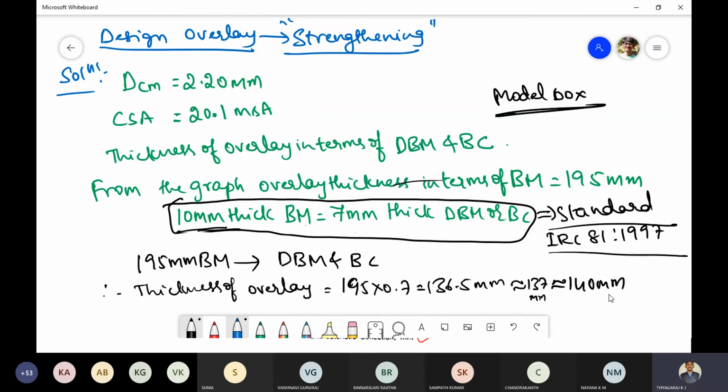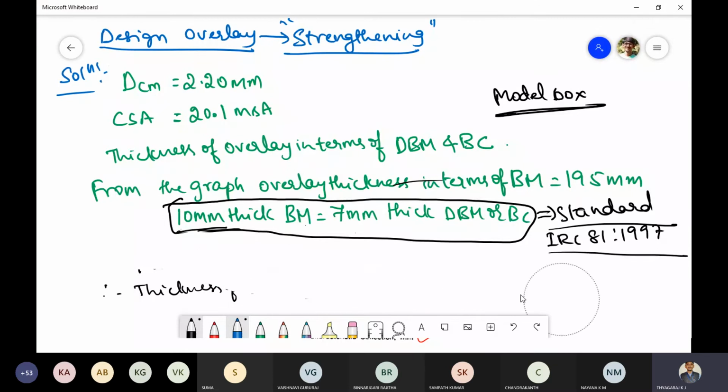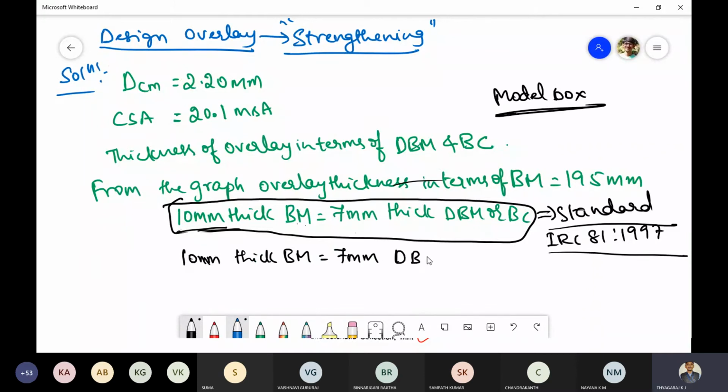Can you explain this once again? Okay, I will explain. 10 mm thick BM is equal to 7 mm thick dense bituminous macadam or bituminous concrete. Now how much have we got? We have got 195 mm. Yes or no?